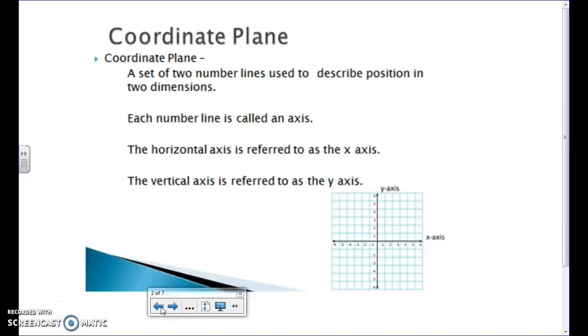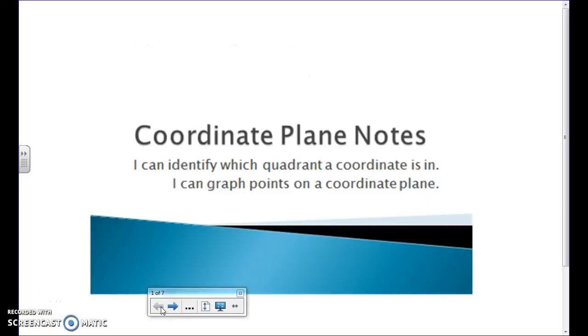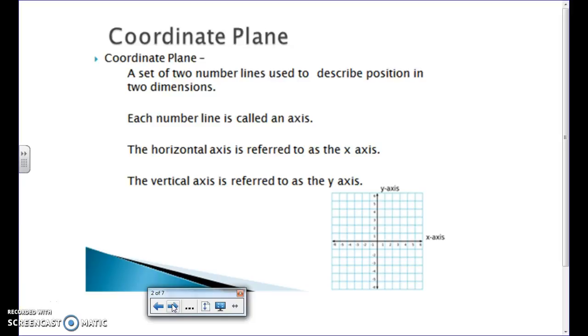Alright, this is Mr. Gillum, and today we're going to learn a little bit about coordinate planes. So we're going to talk about quadrants as well as how to graph a point. We've learned in the past that horizontal number lines get bigger from left to right, and vertical number lines get bigger from bottom to top.